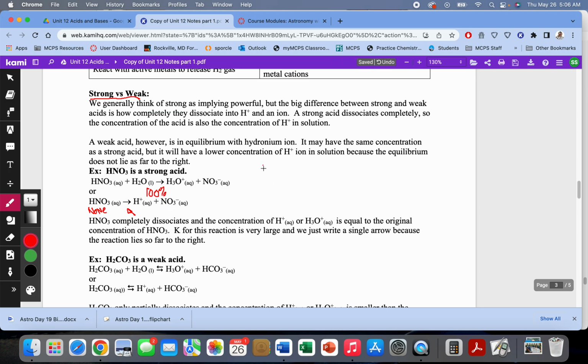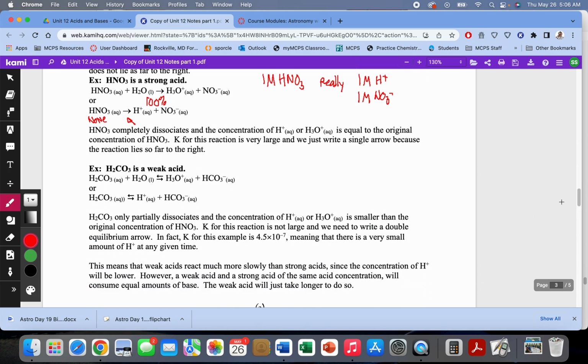So if I have a bottle that's marked 1 molar HNO3, it's kind of a funny label because it's actually no molar HNO3. It really should be labeled 1 molar H+ ion, right, and 1 molar NO3 minus ion, because it's completely broken apart into those two ions. Okay, that's a lot of H plus, by the way, 1 mole per liter. That's a fairly concentrated acid.